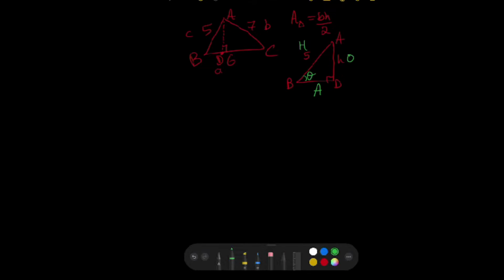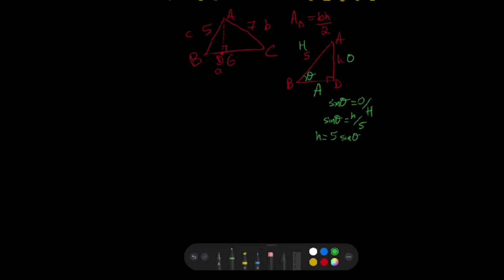So I'm going to use my sine ratio. Sine theta equals O over H. Or sine theta equals O, which is height, over 5. And so the height is equal to 5 times sine theta. I want to know my theta, but I don't know it yet. How can I find that?